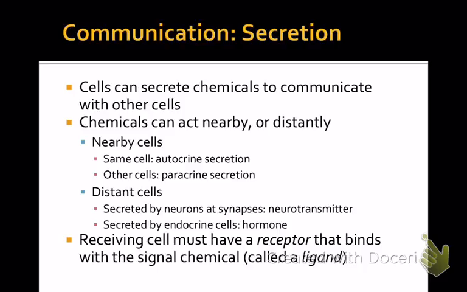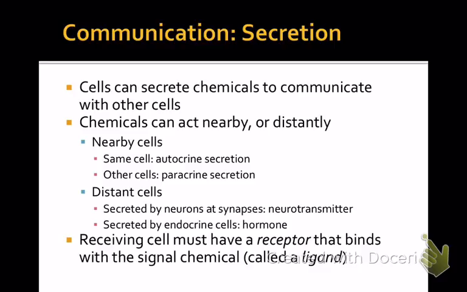If it's cells at a distance, it could be a neuron secreting a neurotransmitter, or it could be a hormone being secreted and carried in the blood. Okay, so you're either stimulating locally or you're stimulating systemically. Those are your two categories. Local would be close by. Systemic would be using either the nervous system or the endocrine system to achieve your stimulation.